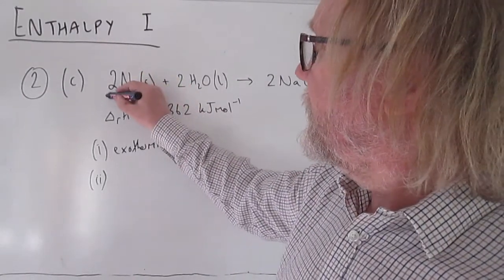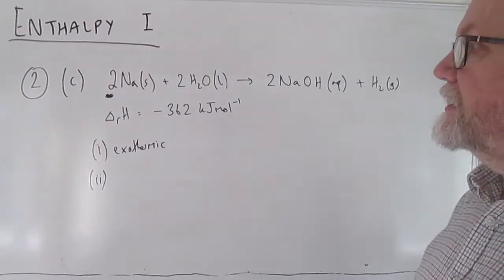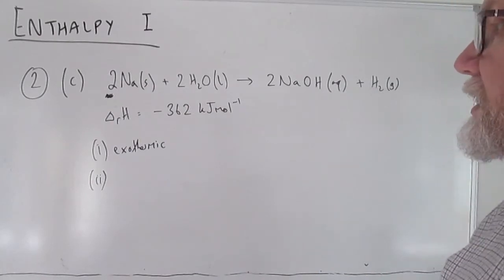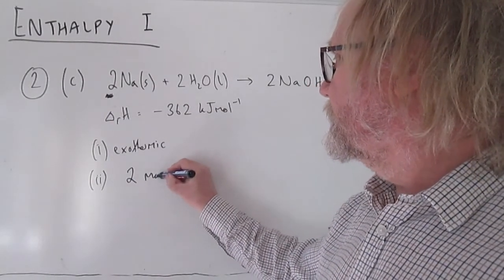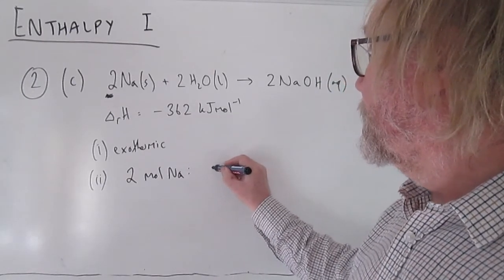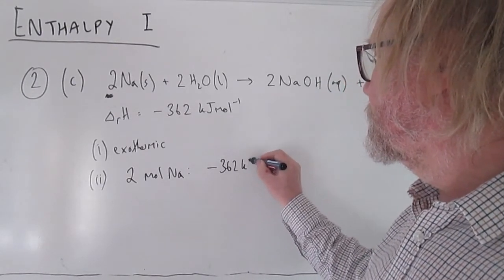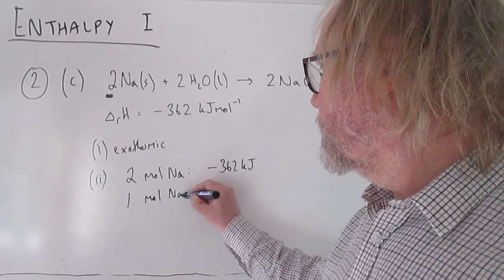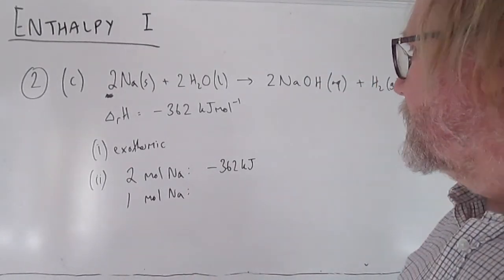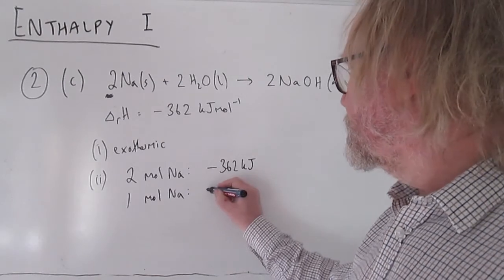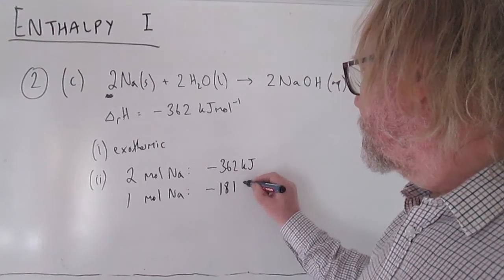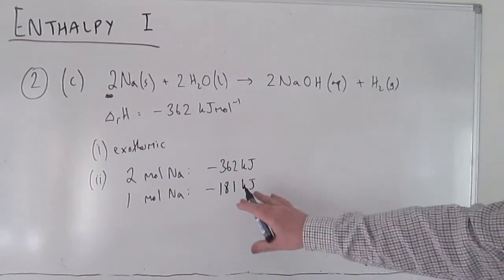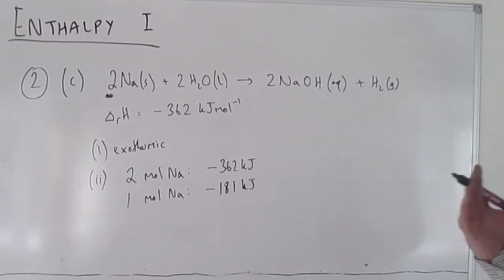So the point here is that in the equation you've got 2 moles of sodium reacting, and remember the enthalpy change of reaction is the enthalpy change when the numbers of moles shown in the equation react. So 2 moles of sodium will give you minus 362 kilojoules, and therefore 1 mole of sodium is only half as much, so you'll only get half as much energy, which is minus 181 kilojoules. Okay, so that's the point. If only 1 mole of sodium reacts, you'll get 181 kilojoules of heat given out.